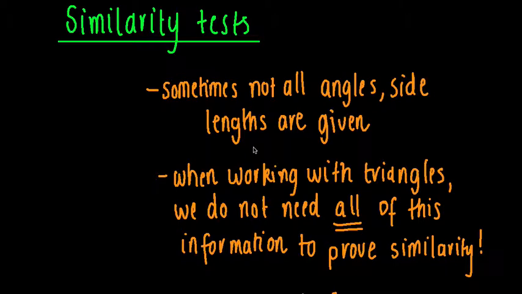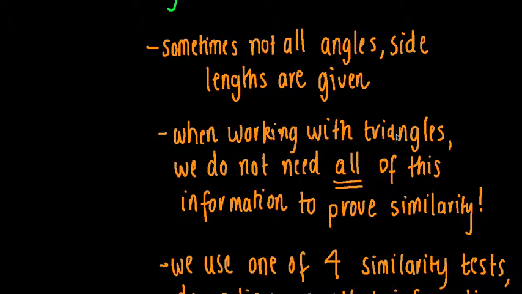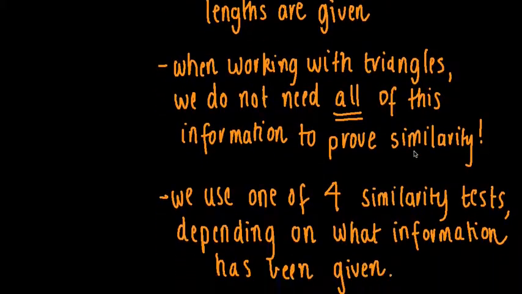Well, sometimes when we're given 2 triangles, we won't have all of the angles or all of the side lengths given. There might just be certain information that's given and some pieces of information missing or left off. Now, when we're working with triangles, they're a special case because we don't need all of that information to prove that 2 triangles are similar. What we can actually do is, provided we've got a little bit of information, we can use one of these tests. And that's going to prove that the 2 triangles are similar.